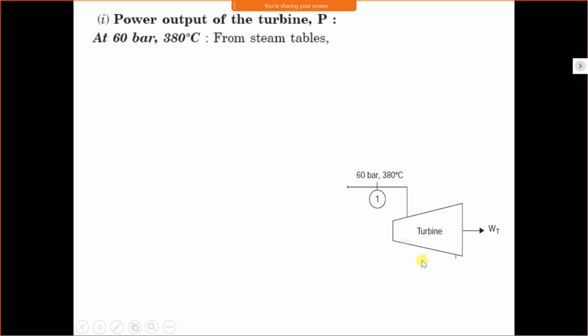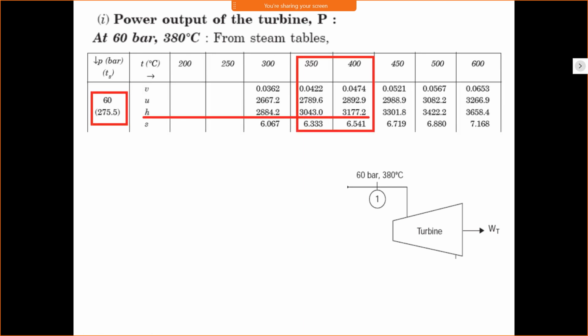Look here, this is the turbine. Steam enters the turbine at point 1, and at point 1 the condition of steam is 60 bar and 380 degrees Celsius. Since both parameters are given, the steam is superheated. Also we can check from the steam table: if at 60 bar the saturation temperature is less than 380 degrees Celsius, it means this steam is superheated steam.